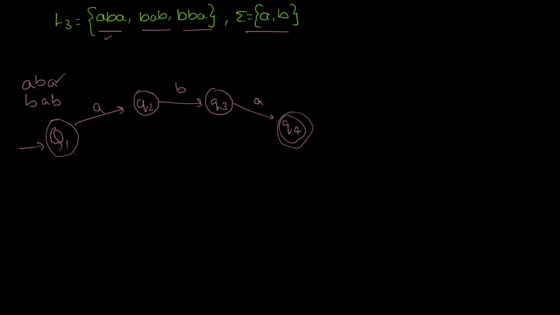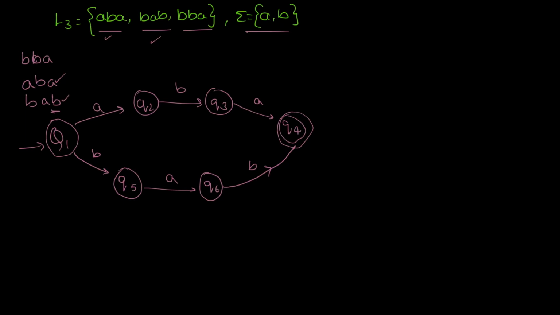On seeing B from Q1, we need to go to some other state. So let's say this is Q5. On seeing A from Q5, we go to Q6. On seeing B from Q6, the third symbol, we have to accept the string. So we go to the final state. Now the second string is also done. Now let's look at the third string, BBA.